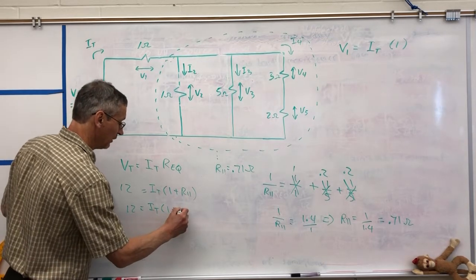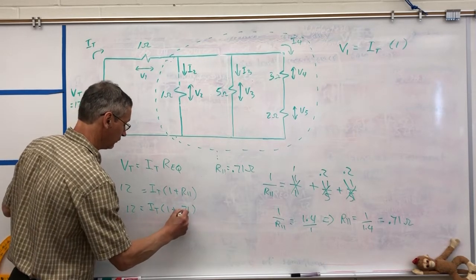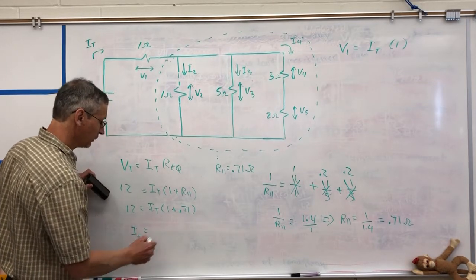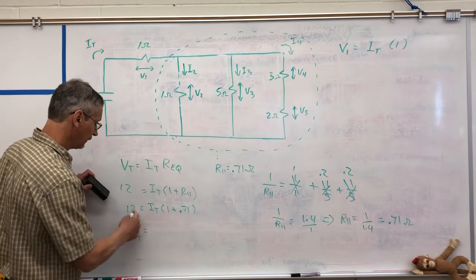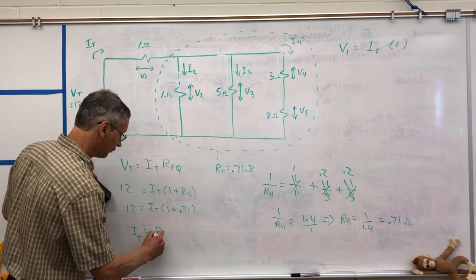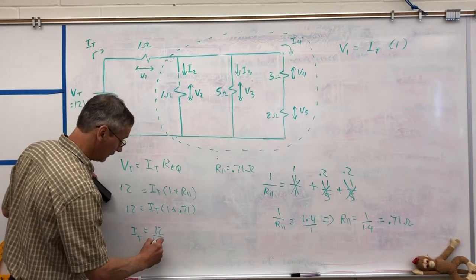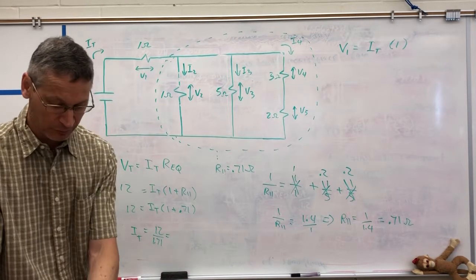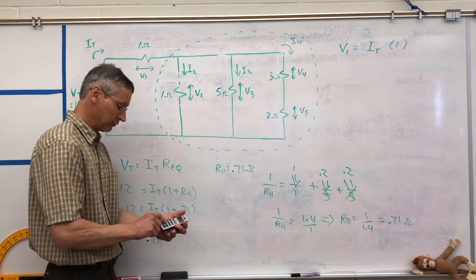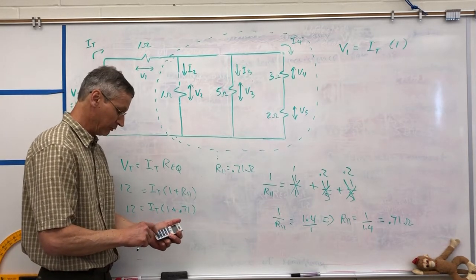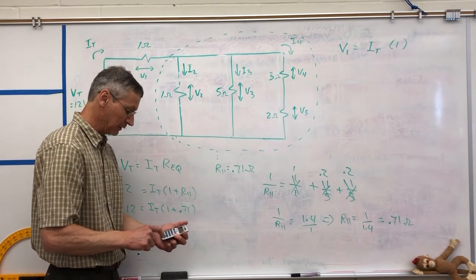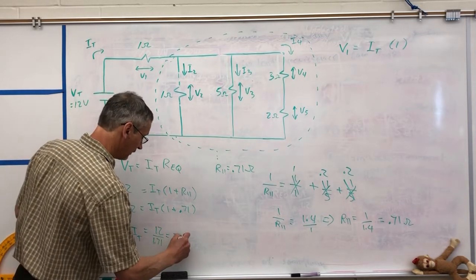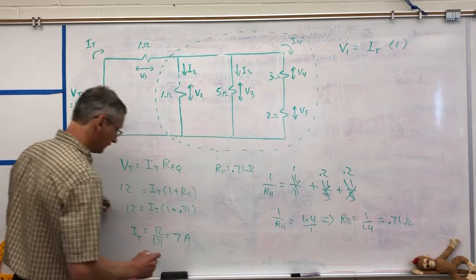That is going to be 0.71 ohms. So what's I_T going to be? Well, you solve this equation. This is 1.71. You take it over to the other side and you get 12 divided by 1.71. Let's see what that works out to. 12 divided by 1.71 comes out to, round it off, 7 amps.